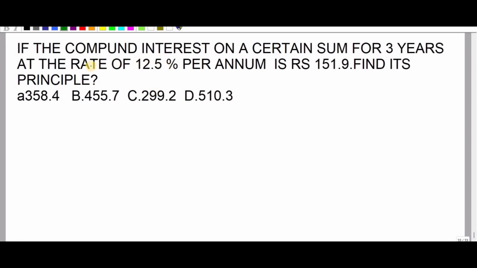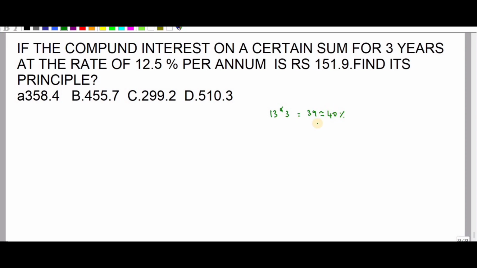In the next problem, the compound interest on a certain sum for 3 years at the rate of interest 12.5 percent per annum is rupees 151.9. Find its principal. Let me take 13 instead of 12.5. So 13 into 3, I am taking it as simple interest, so it becomes 39%, approximately equal to 40%.